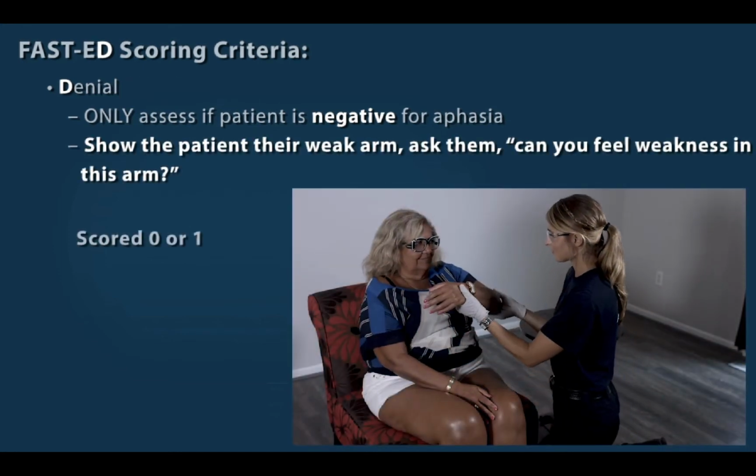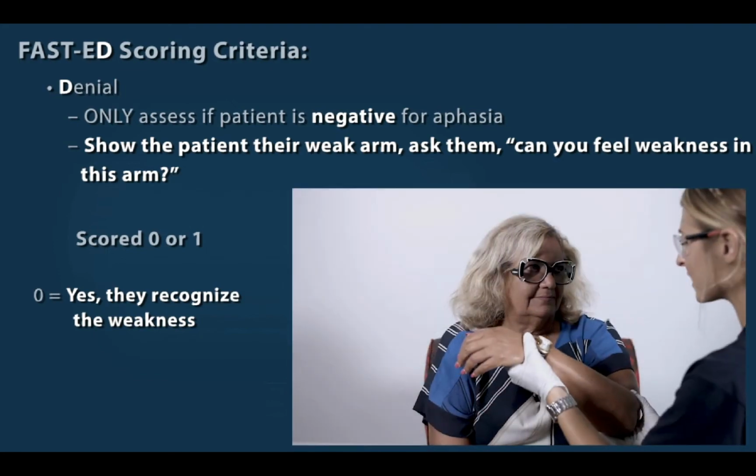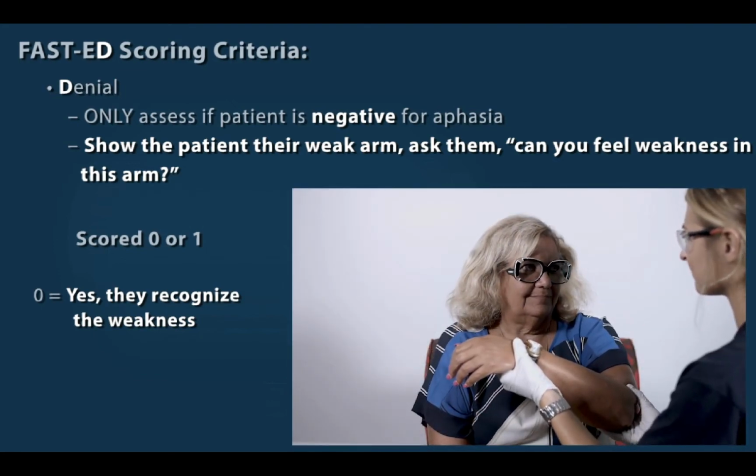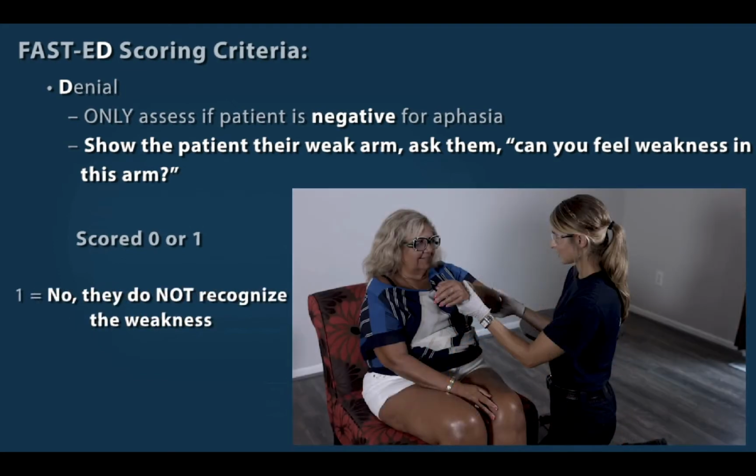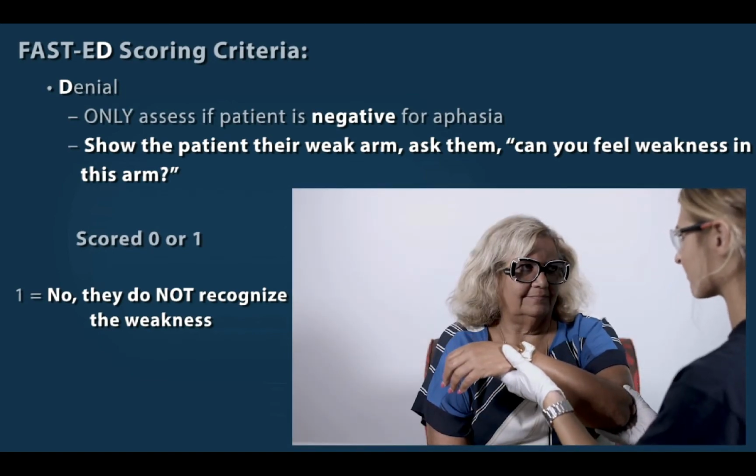Check for denial by showing the patient their weak arm and ask them, "Can you feel weakness in this arm?" A score of 0 indicates yes, the patient recognizes the weakness in their weak arm. Do you feel weakness in this arm? Yes. A score of 1 indicates no, the patient was unable to recognize the weakness in their weak arm. Ma'am, do you feel weakness in this arm? No.